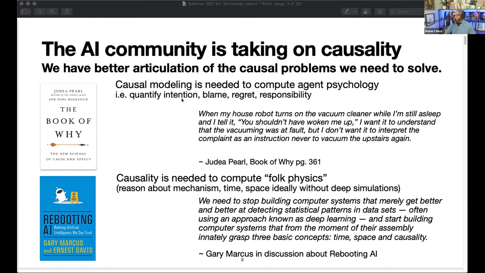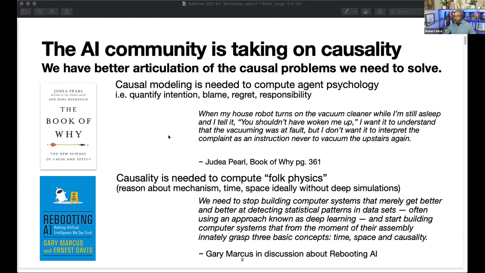But that's an interesting development, because what's happened is that we're seeing that there are some causal problems that need solving. So for example, we want to be able to compute on agent psychology, right? So we're modeling an agent, or we have a learning agent. So we want to be able to do things like quantify intention, blame, regret, responsibility.